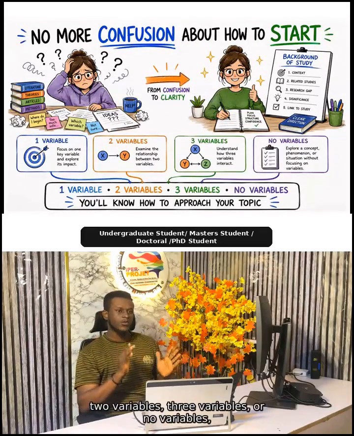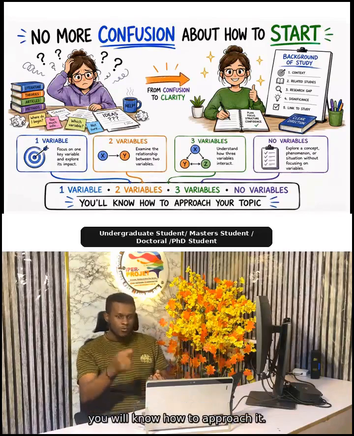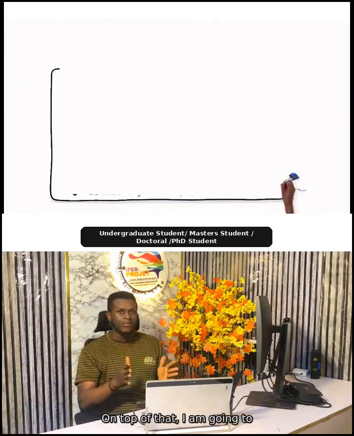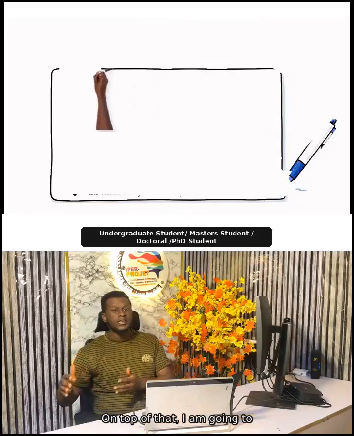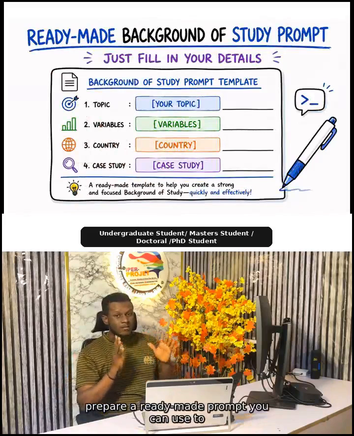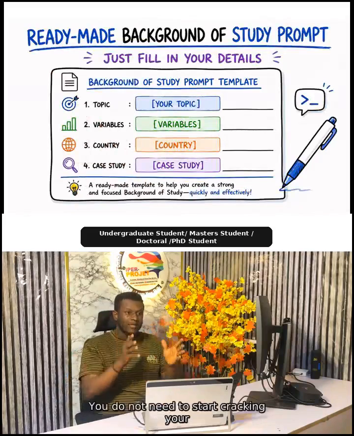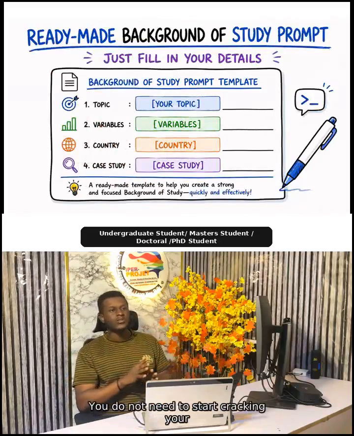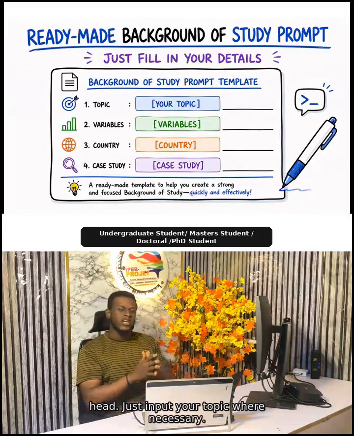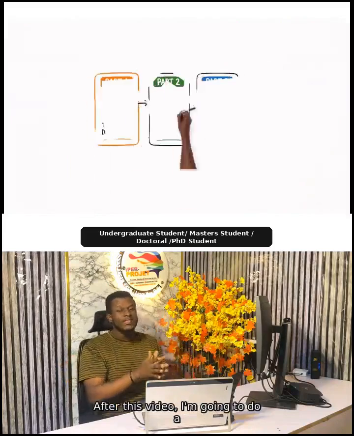Once you finish watching my videos, depending on the topic you have, whether it has one variable, two variables, three variables, or no variables at all, you will know exactly how to approach these topics. And on top of that, I am going to prepare a ready-made prompt that you're going to use to actually write this background of study. You don't need to start cracking your head on how you're going to start from the beginning. There's already a ready-made prompt. All you need to do with the prompt is input your topic where necessary.